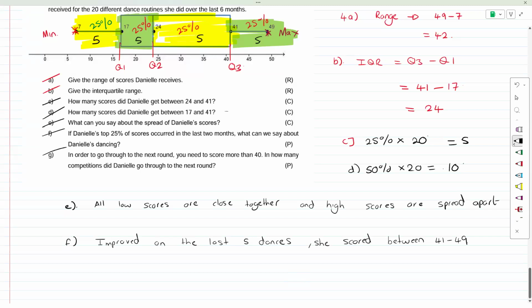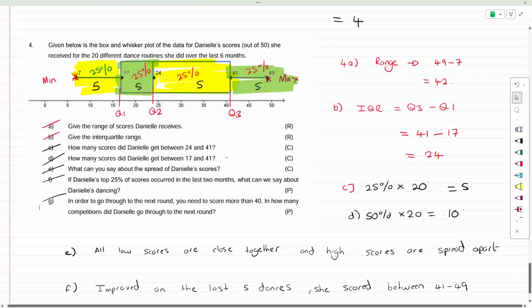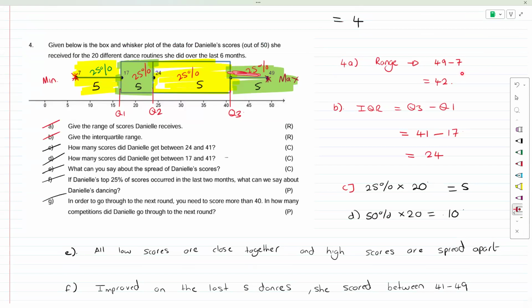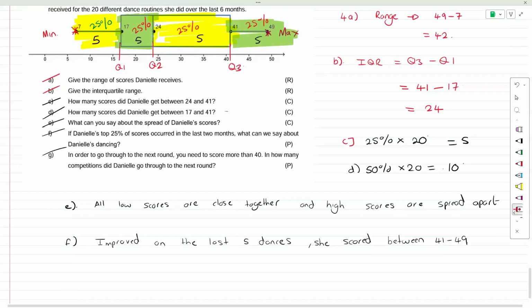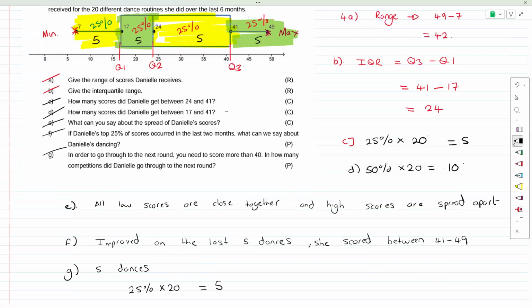And the last one is, in order to go through to the next round, you need to score more than 40. In how many competitions did Danielle score more than 40? Guys, if we look at it, more than 40 only starts here at 41. 41 to 49 is 25%. So 25% of 20 means she scored more than 40 in 5 dances. So the answer is 5 dances. Why? Because it's 25% times 20, and this equals 5 dances. And that's all there is to this question.